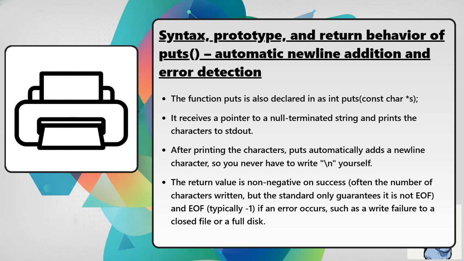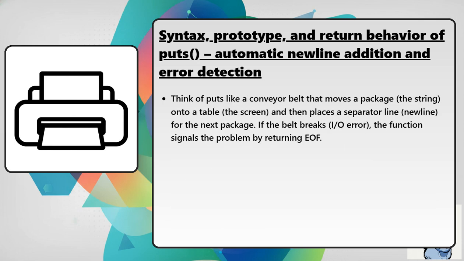a write failure to a closed file or a full disk. Think of puts like a conveyor belt that moves a package, the string, onto a table, the screen, and then places a separator line, newline, for the next package. If the belt breaks, an I/O error, the function signals the problem by returning EOF.